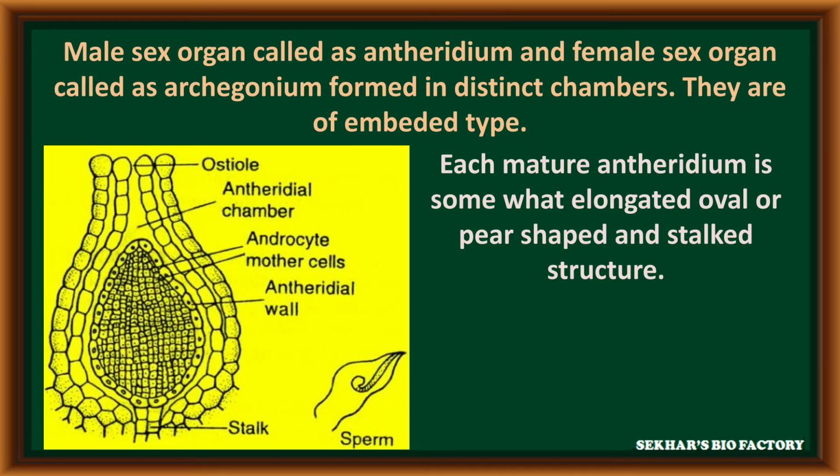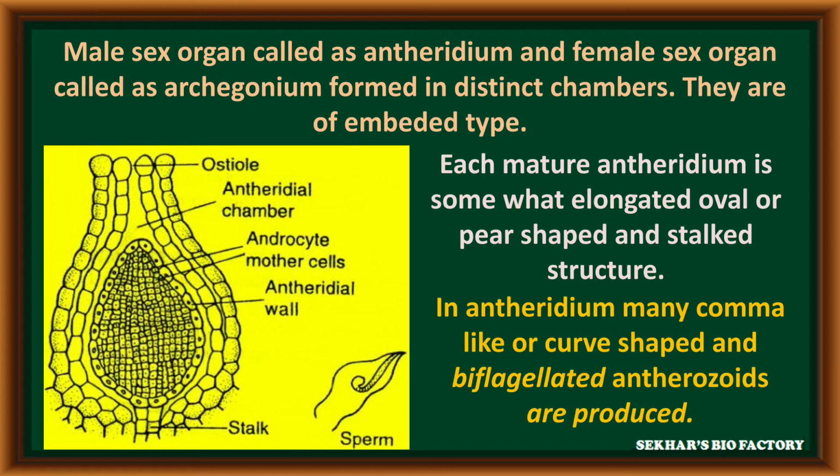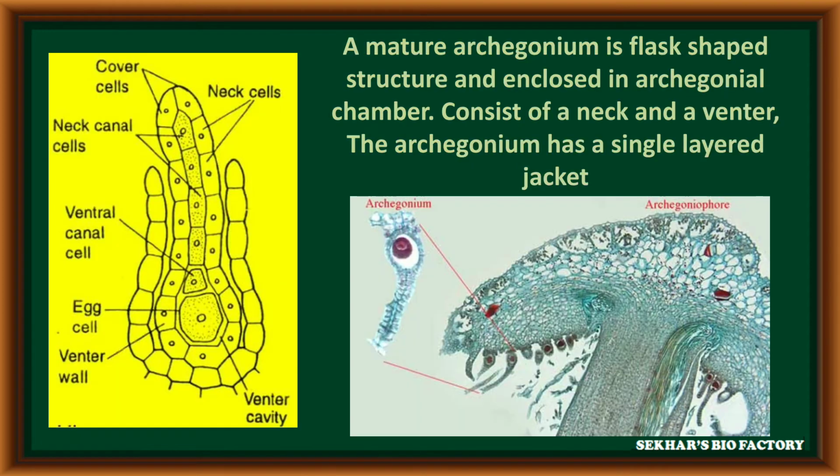In the structure of each matured antheridium, it is an elongated oval or pear shape with a stalk. In this matured antheridium, the antherozoids, called male gametes, are produced. These are comma or curve shaped with two flagella, called antherozoids or male gametes.